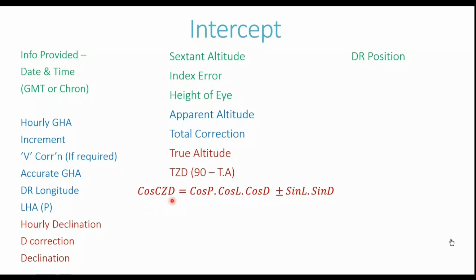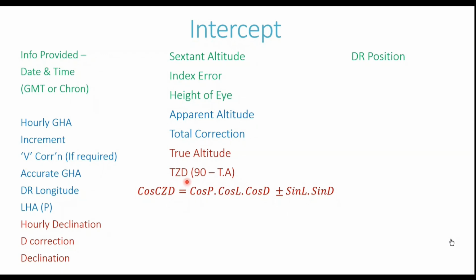The first term here is calculated zenith distance. Till now we have seen three types of zenith distances. One was the true zenith distance. Second was the MZD, meridional zenith distance. And this is the third one now, CZD, that is the calculated zenith distance. Now, what is the difference between all these three?